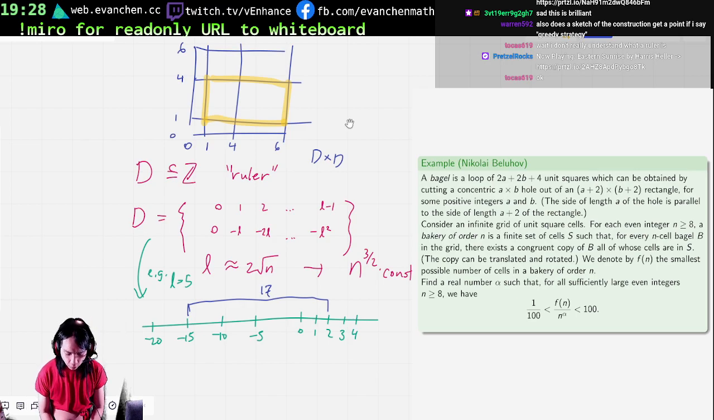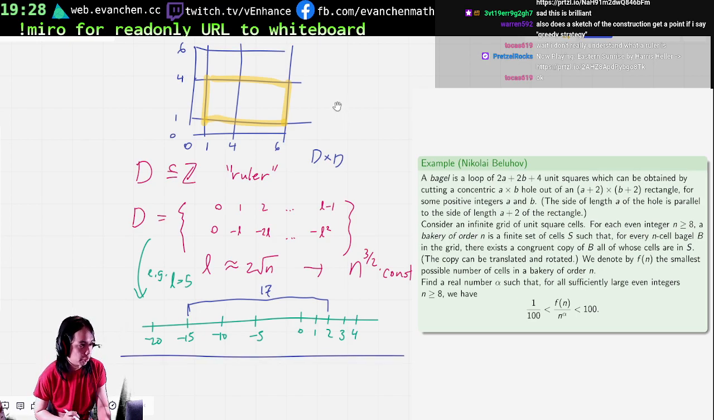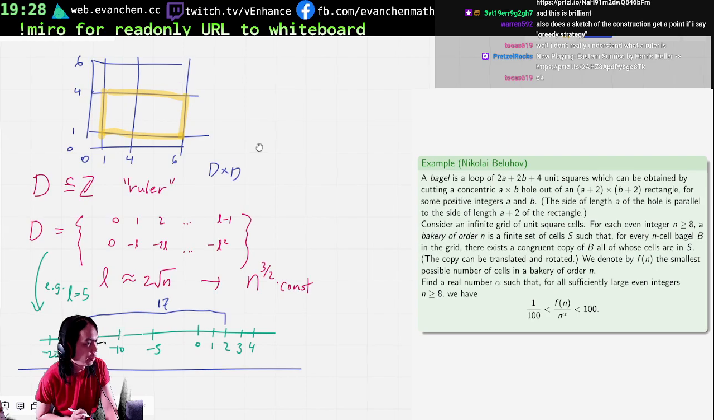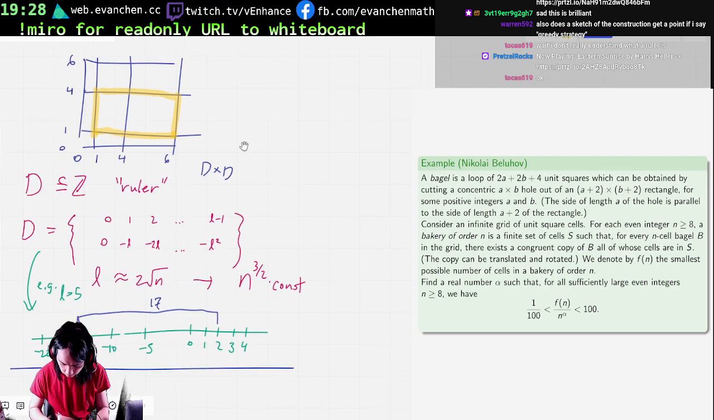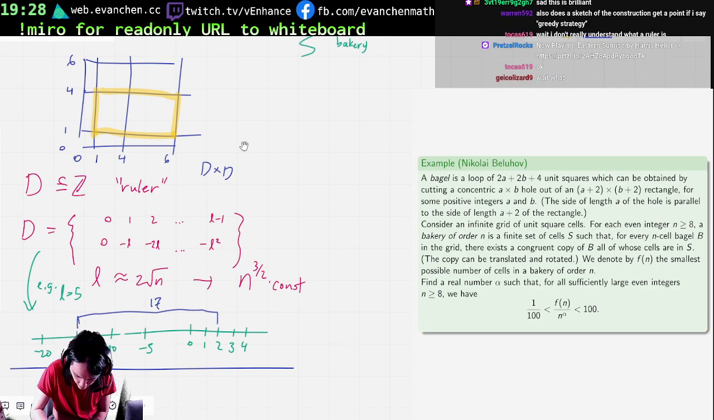Okay, so the bound is actually shorter than this. The bound is actually easier to write up than the construction with the ruler. Actually, let me do it side by side for contrast. What I'm going to do is, suppose I have a bakery S. And then every bagel in here has a long segment and a short segment.